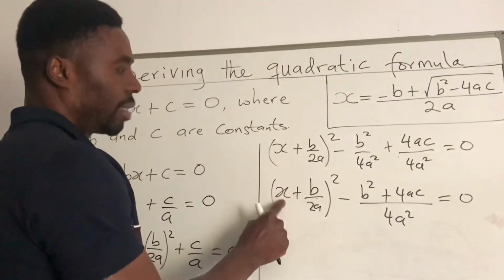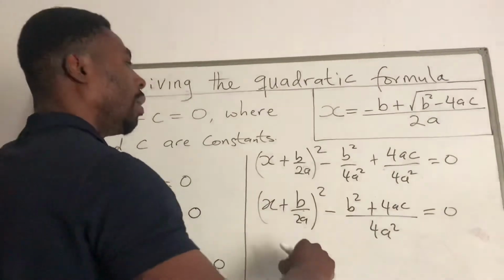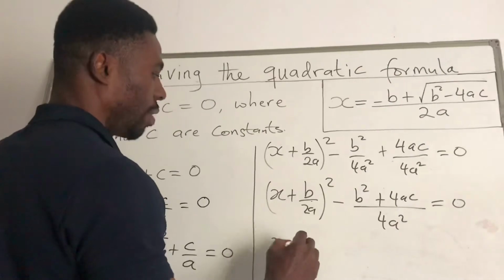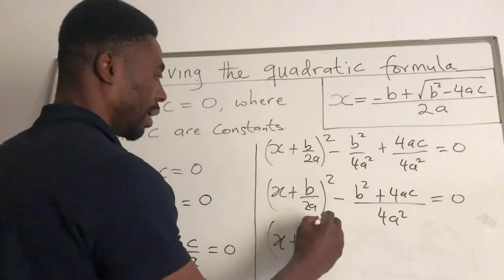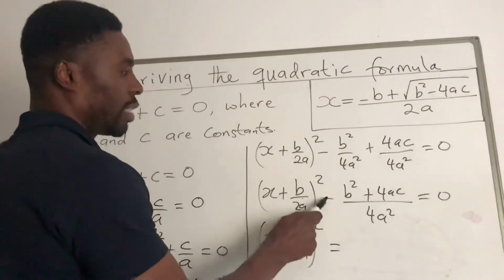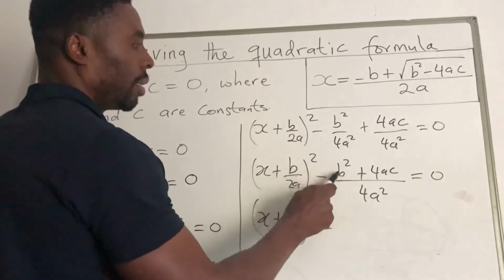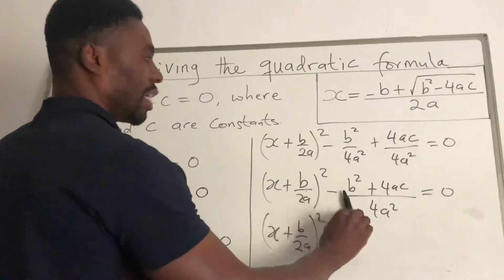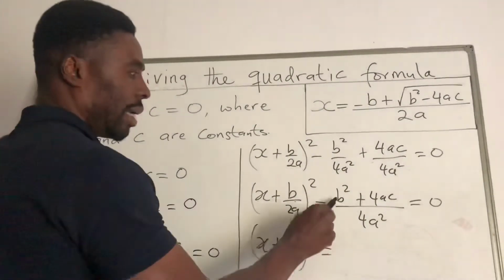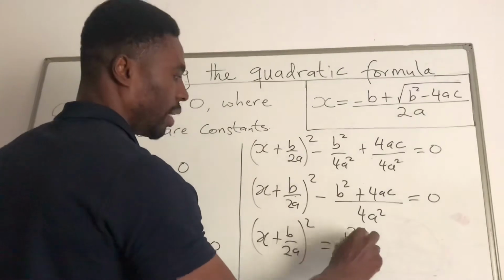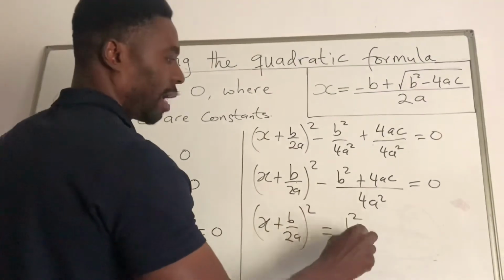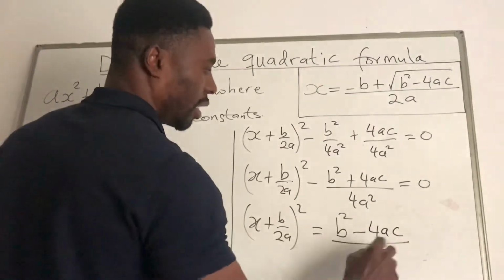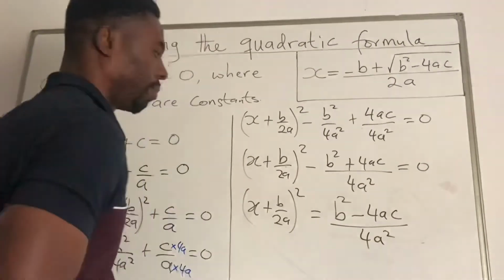We want to make x the subject, so all of this bit we're going to take to the right hand side. So we'll be left with x plus b over 2a in a bracket squared equals, you notice this minus sign only affects the b squared, does not affect the 4ac. So if we take this fraction to the right hand side, the b squared becomes a positive b squared and a plus 4ac becomes a negative 4ac. The denominator stays the same as 4a squared.